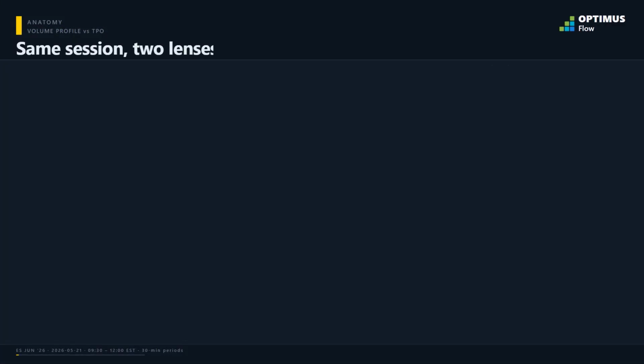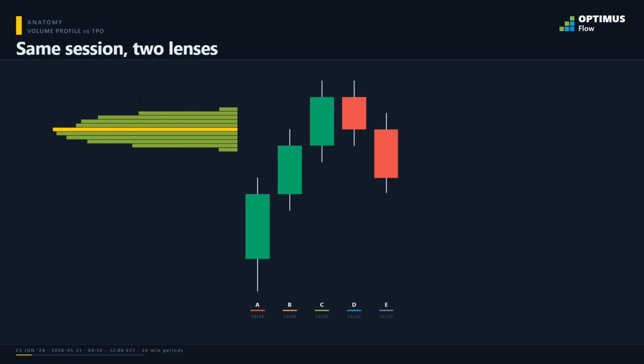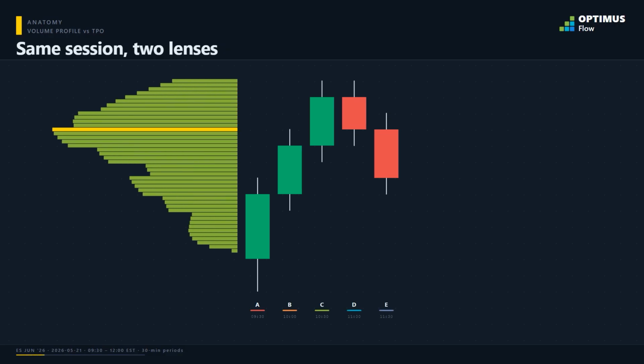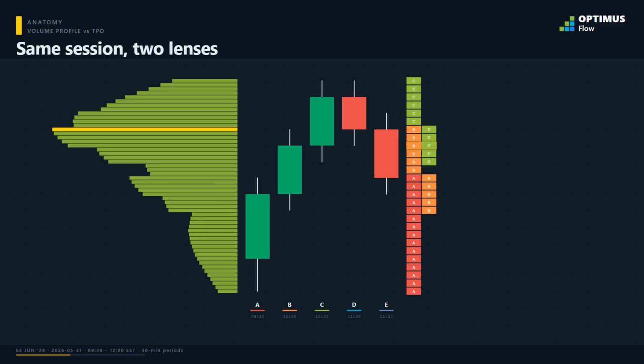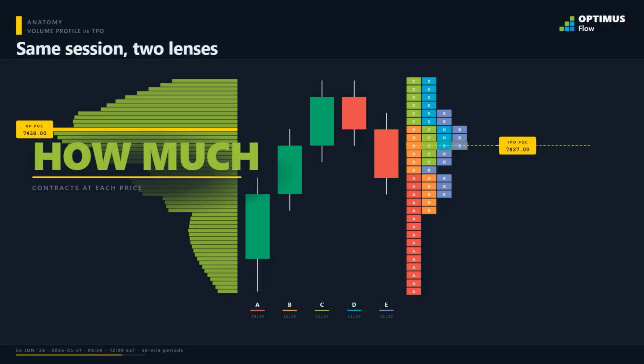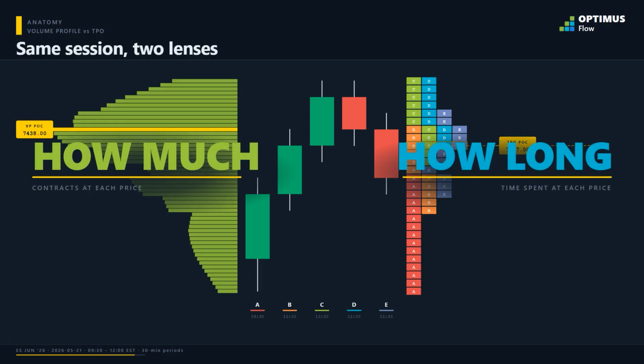Here's an example showing the difference between volume profile and TPO. On the left, we have volume profile, and it shows the contracts changing hands at each tick. On the right is the TPO chart, the letters showing which 30-minute periods touched each price. It's the same session with two different questions: how much and how long.